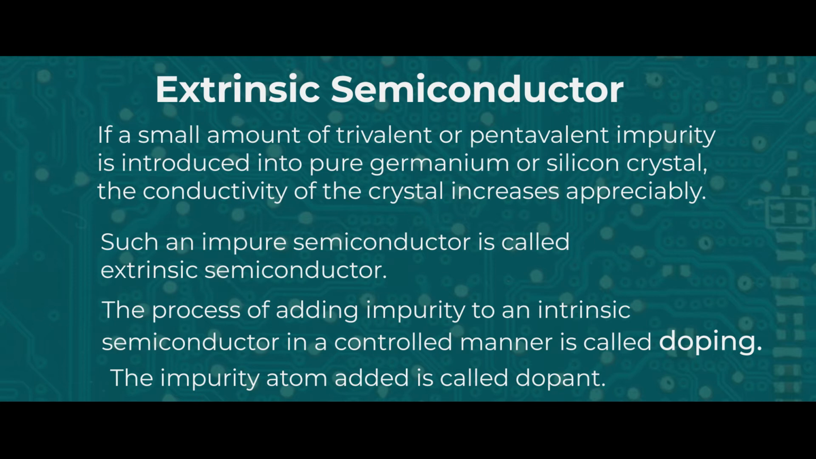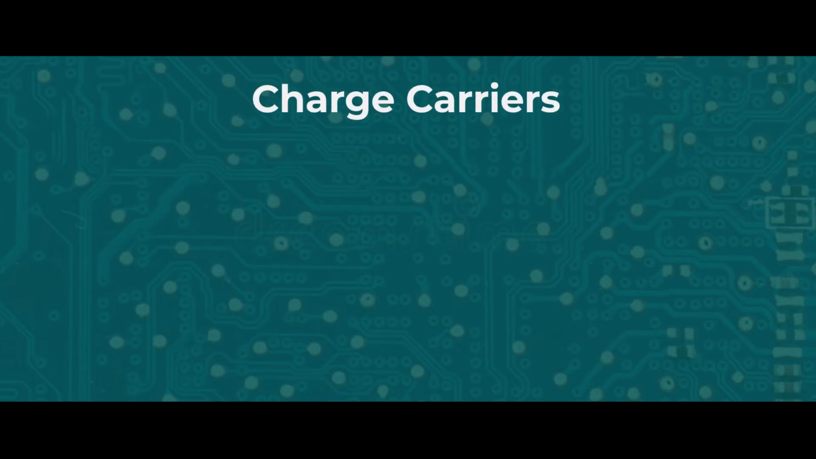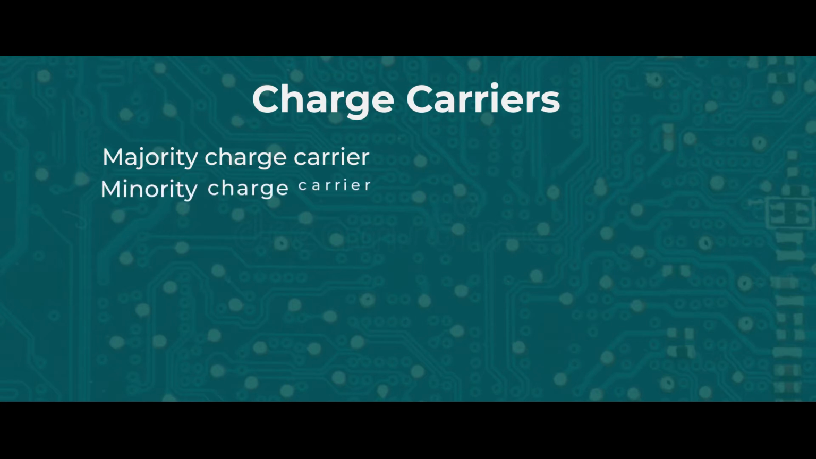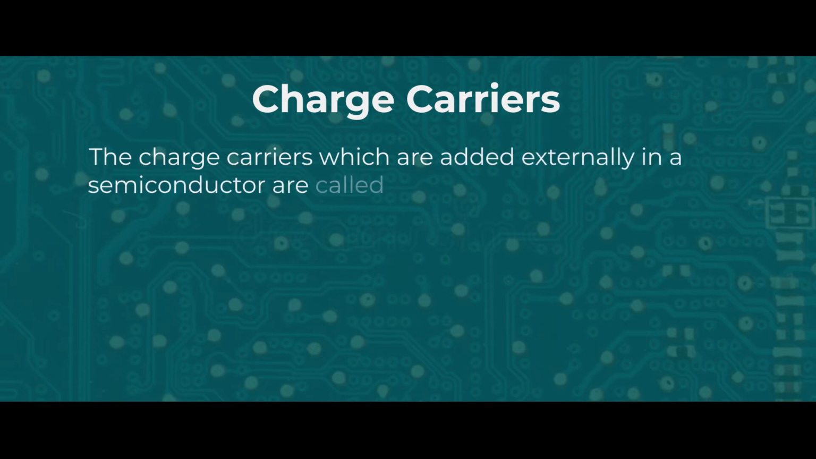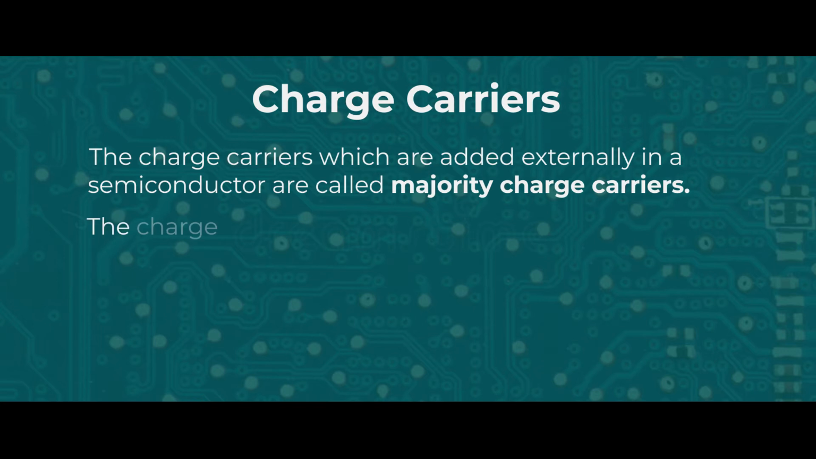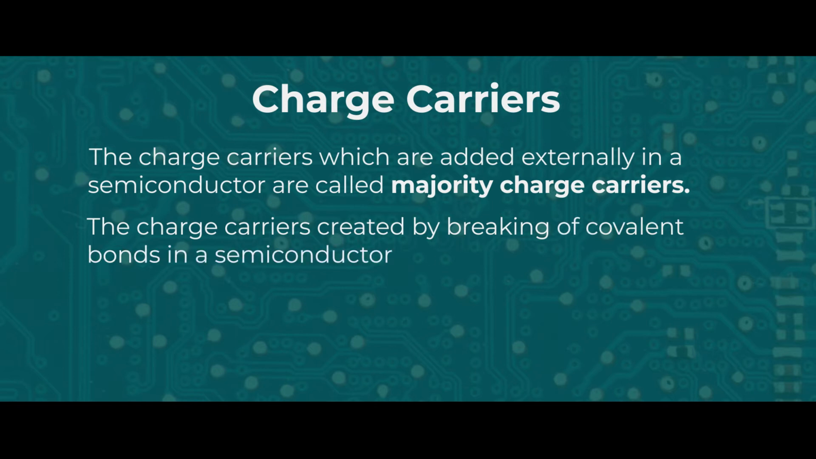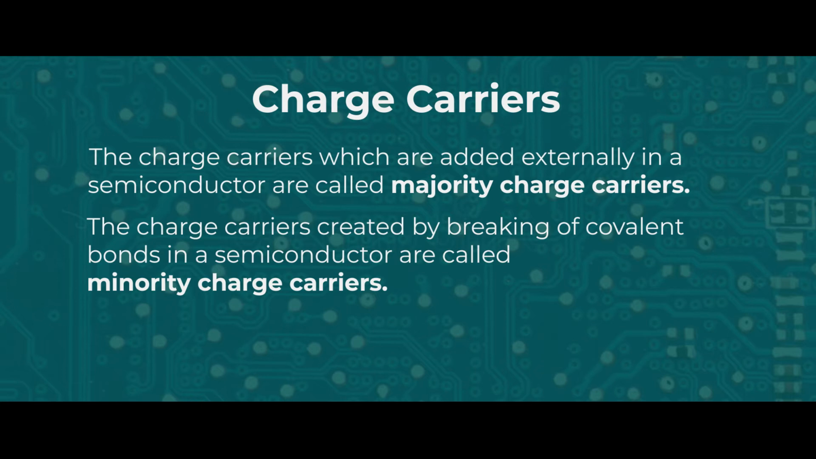And next, let's look at the definition of charge carriers. We have two types of charge carriers in semiconductors. They are majority charge carrier and minority charge carrier. The charge carriers which are added externally are called majority charge carriers. The charge carriers created by breaking of covalent bonds or by raising the temperature are called minority charge carriers.